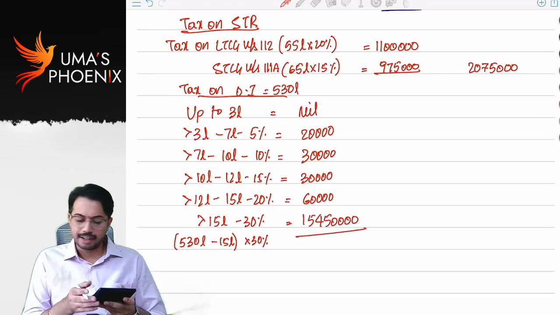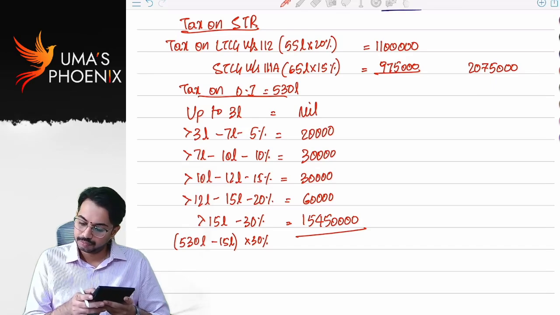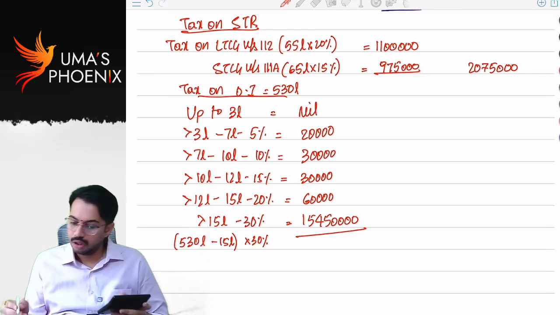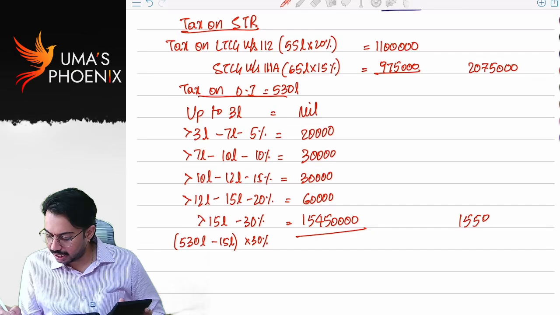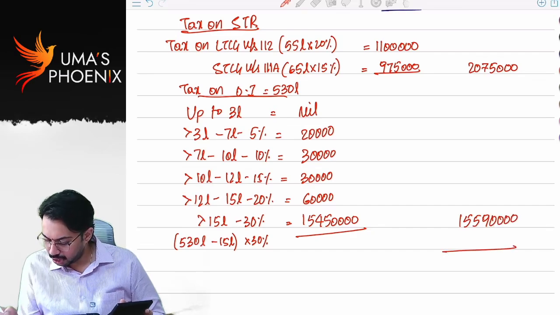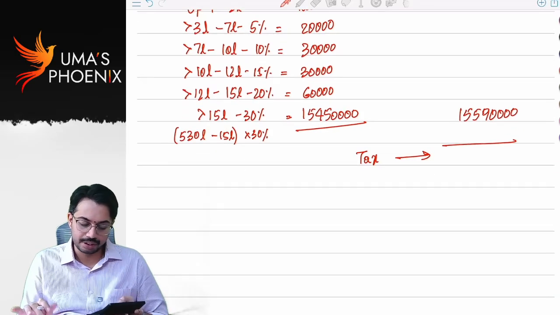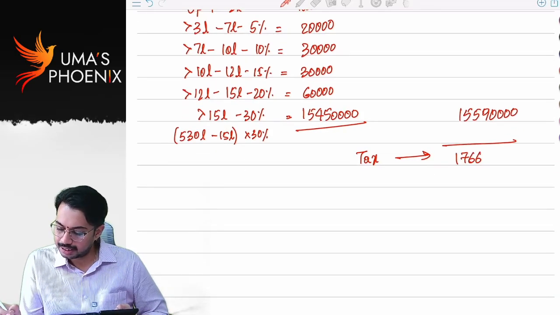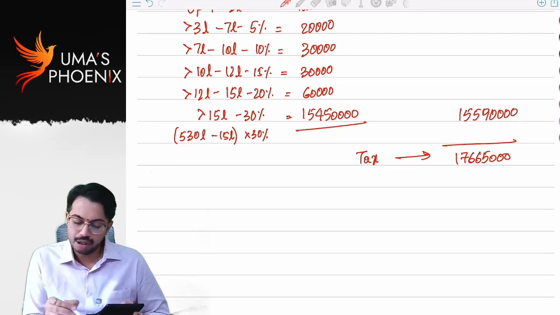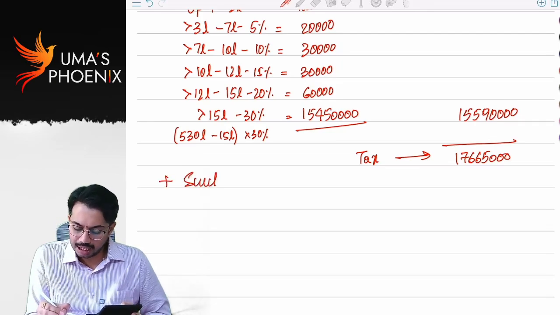So how much is tax on other income? 1 crore 55 lakh 90,000. So how much is tax? 1 crore 55 lakh 90,000 plus 20 lakh 75,000, 1 crore 76 lakh 65 thousand. To this we need to add surcharge.